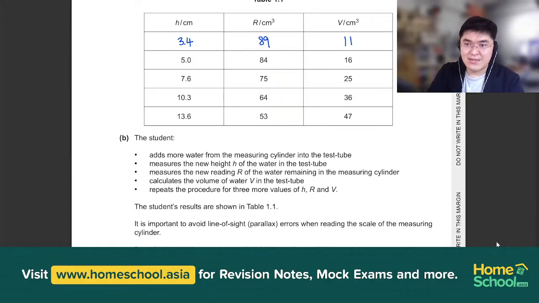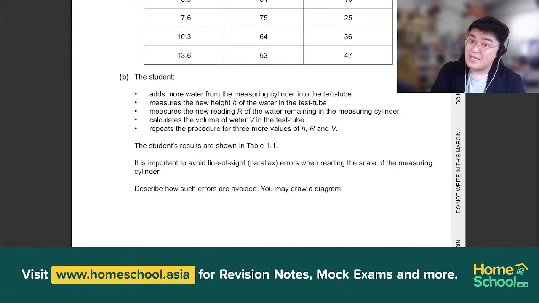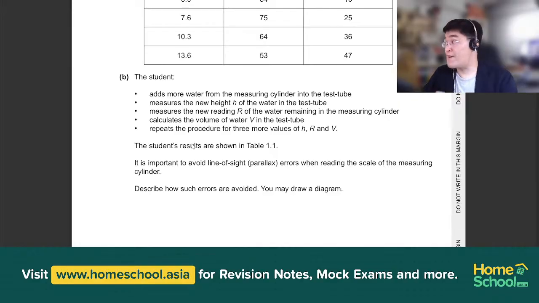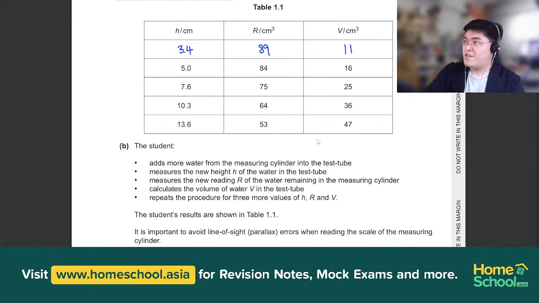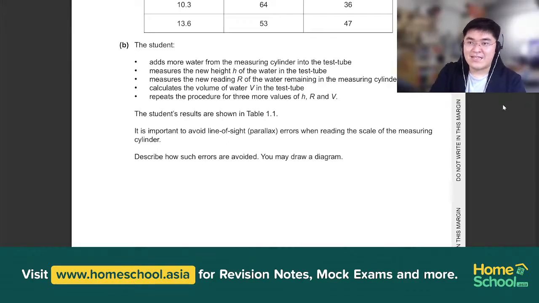Next, in part B, the student adds more water from the measuring cylinder into the test tube, and then measures the new height h of the water in the test tube and the new reading R of the water remaining in the measuring cylinder, and then calculates the volume of water V in the test tube, and repeats this procedure for 3 more values of h, R, and V. As a good habit, you should do at least 4 or 5 repeats of the same experiment, changing one of the variables, to have some sort of table reading, and all these numbers are already given over here. So the student's result is calculated as here in table 1.1.